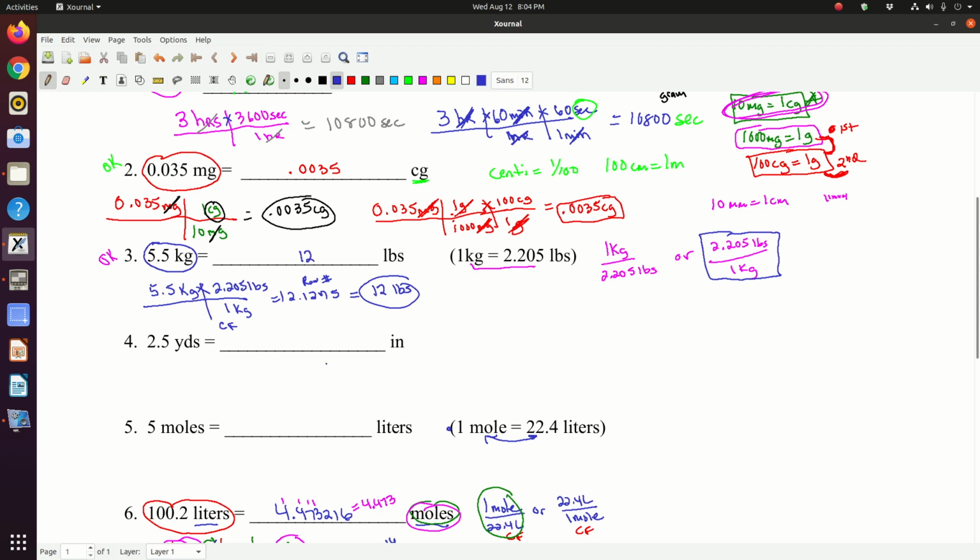All right, let's do number 4. I'm going to give you a second to do it. Okay, I'm assuming it's done. Now we need to do this conversion. We're going to convert yards into inches. I did not give you the fact that there are 3 feet in a yard. 3 feet is 1 yard because I expect you to know that at this point.